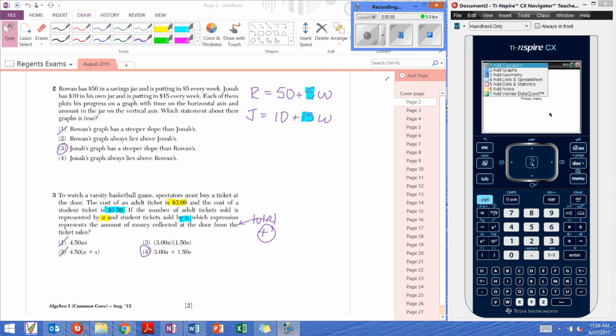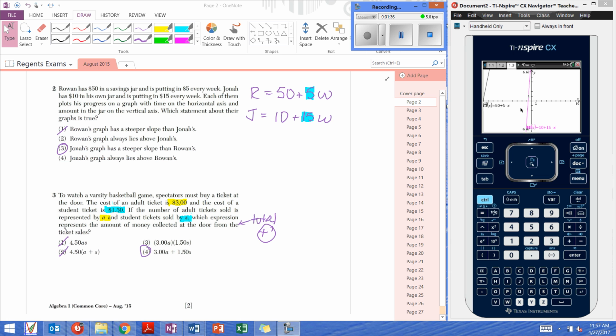With question number 2, you should have created 2 linear equations for Rowan and for Jonah. And looking at both of them, you can see that I've highlighted the y-intercept in blue. And no, I don't mean y-intercept, silly me. I meant I highlighted the slope. The y-intercept is a 50 and the 10. So I highlighted the slope, and you can see clearly that 15 is much larger than 5, so Jonah's graph has a steeper slope. If you are not sure, let's graph them.